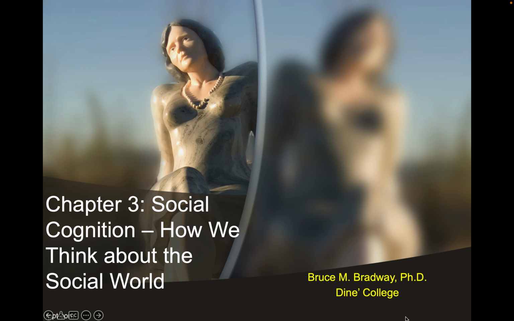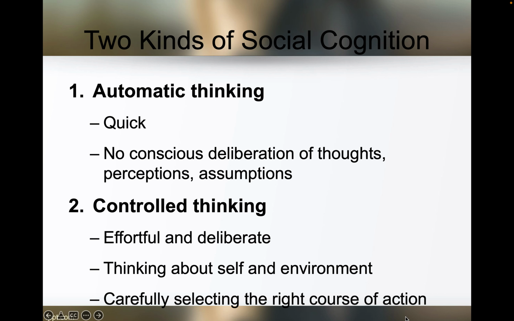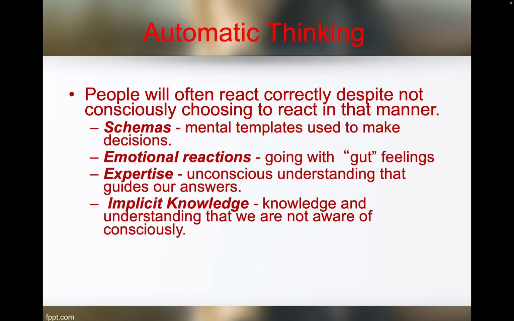Anyway, okay, so Chapter 3, how we think about the social world. There are two kinds of social cognitions. One is controlled thinking, and the other is automatic thinking. Automatic thinking is quick. There's no conscious deliberation of thoughts or perceptions or assumptions. Controlled thinking, on the other hand, is effortful and deliberate, thinking about yourself and the environment, and carefully selecting the right course of action. This is how we like to think, controlled. But all too often we suffer from automatic thinking. And of course, we're going to talk about how that can get us in trouble from time to time.